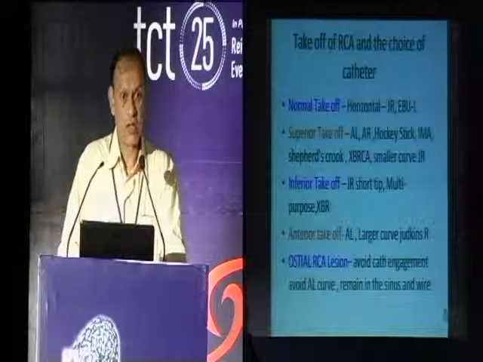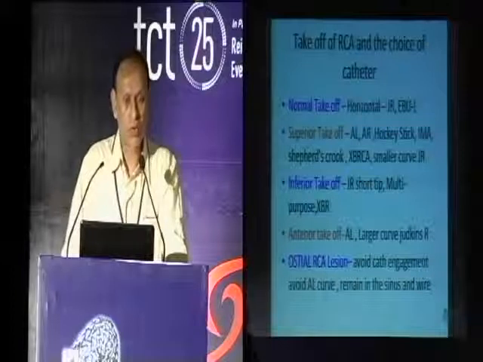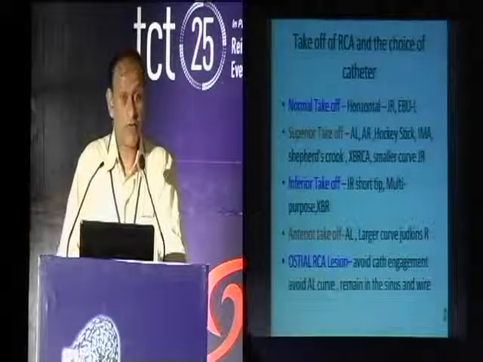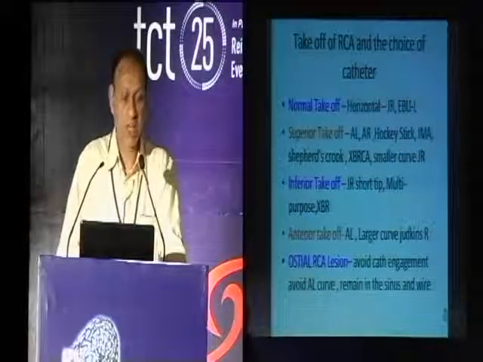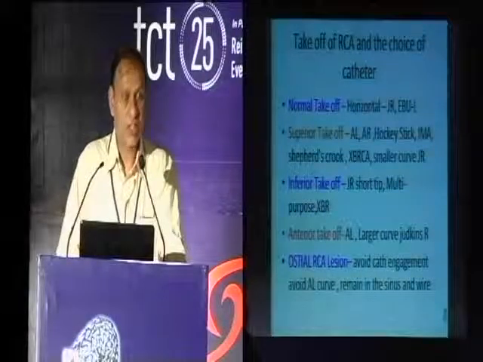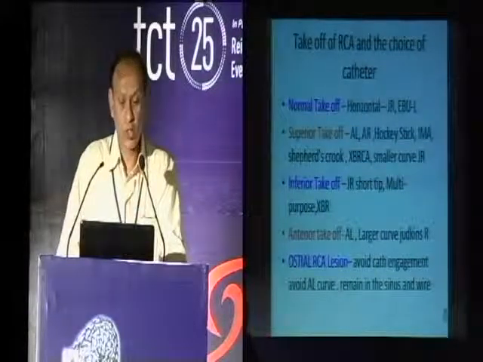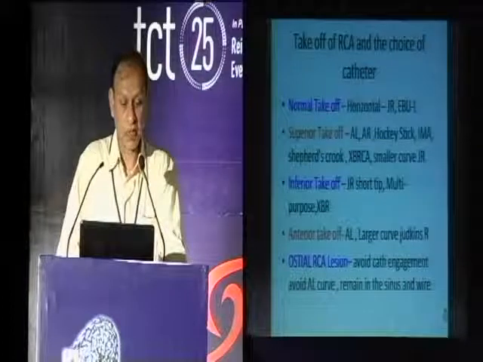Instead of JR 3.5, you can use JR 3. It tends to hook the catheter much easier. With an inferior takeoff, it's a JR short tip or a multipurpose catheter or an XPR. And with an anterior takeoff, AL1 or 2, with a larger curve Judkins again can be tried there.